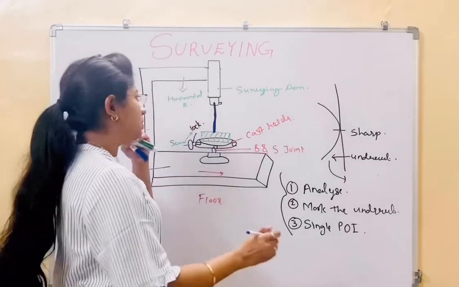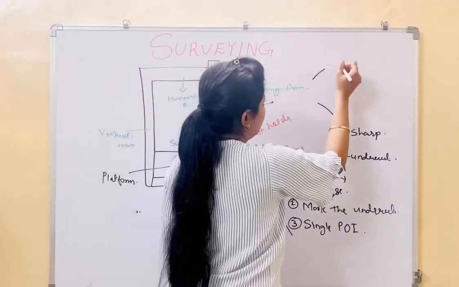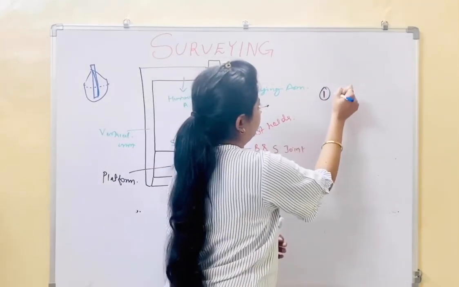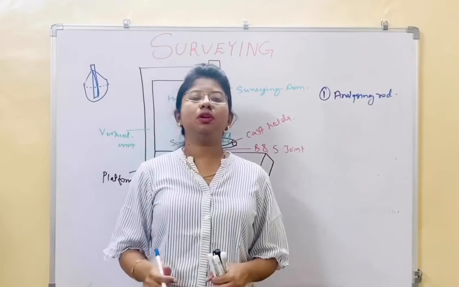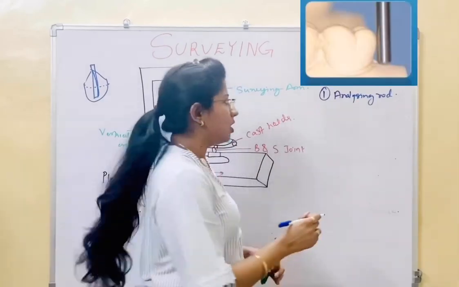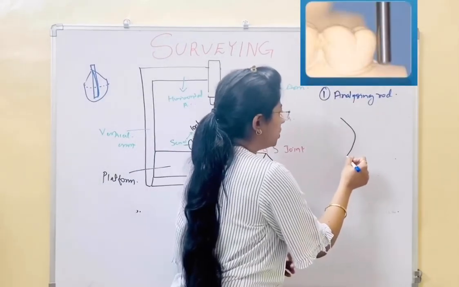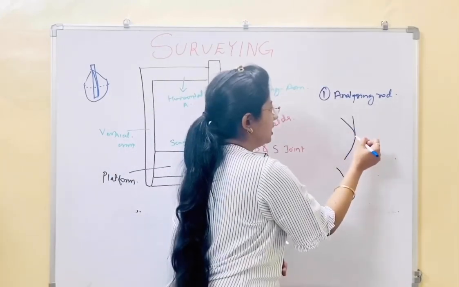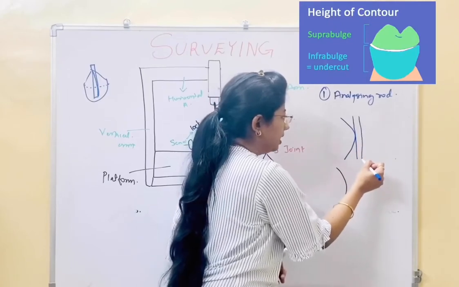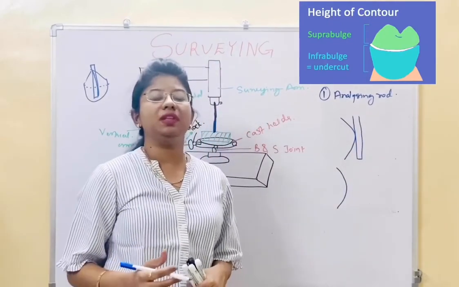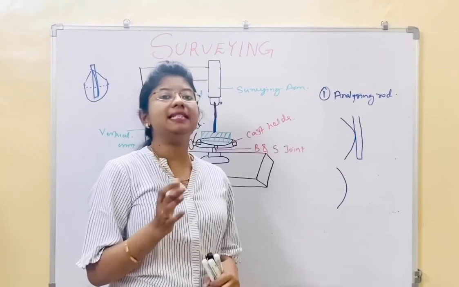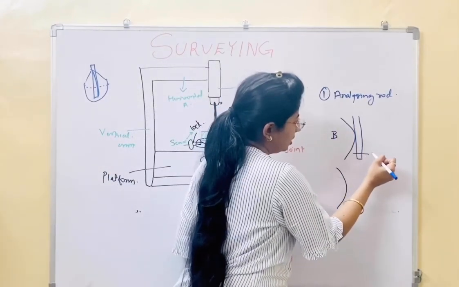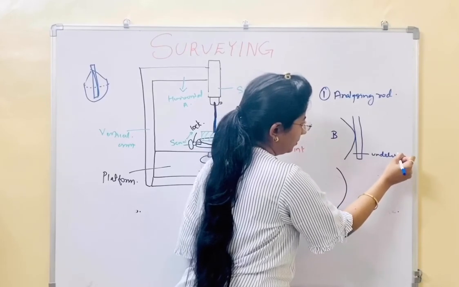Basically, the different surveying tools are, first, the analyzing rod. What is the use of the analyzing rod? The analyzing rod is used to see how the contour of the tooth is. I am drawing certain contours. It is a straight rod that is placed on the surface of the tooth. It can be placed on the buccal surface of the tooth. If this is the buccal surface of the tooth, you can see this is the undercut, so it is more.